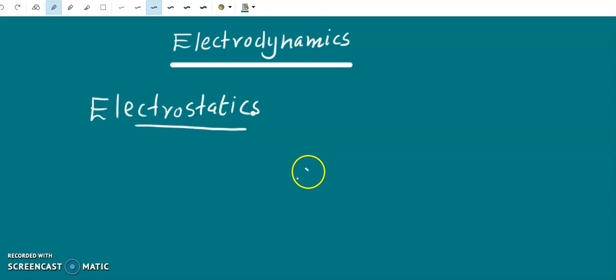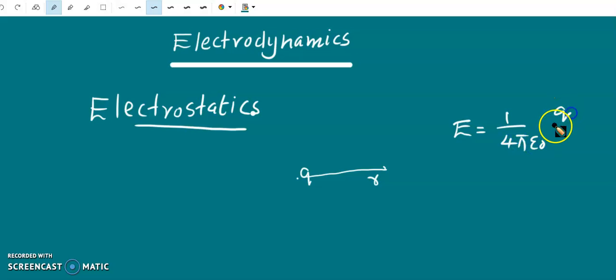So suppose we have a charge Q over here. Then the electric field intensity at a distance r from this charge is given by E is equal to 1 over 4 pi epsilon 0 Q divided by R squared. So this is a vector quantity and having a direction along R cap. So this is called electric field intensity or just electric field. So this you already പഠിച്ചതാണ്, നമ്മൾ Coulomb's law derive ചെയ്തതാണ്.